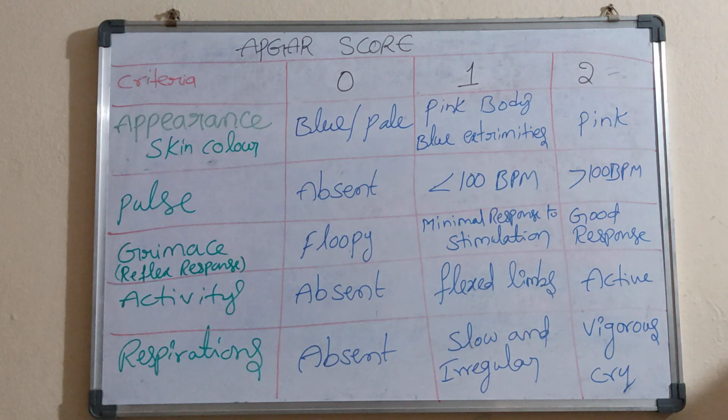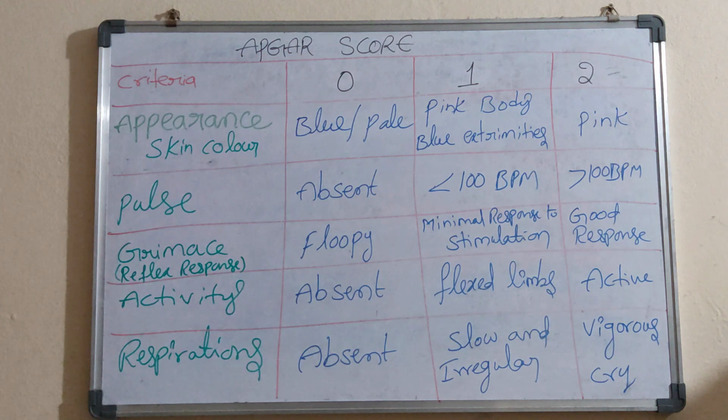Means the baby is having a moderate health issue. If the score came 8, 9, 10, the baby's health condition is good. There is no further treatment. Directly we can hand over to the mother for the further procedures. But after your criteria checking and scoring, if the baby got 3, 2, 1, the baby needs emergency treatment.